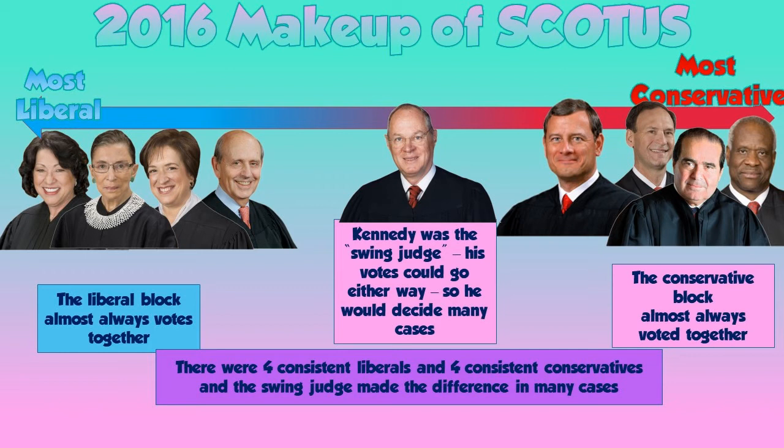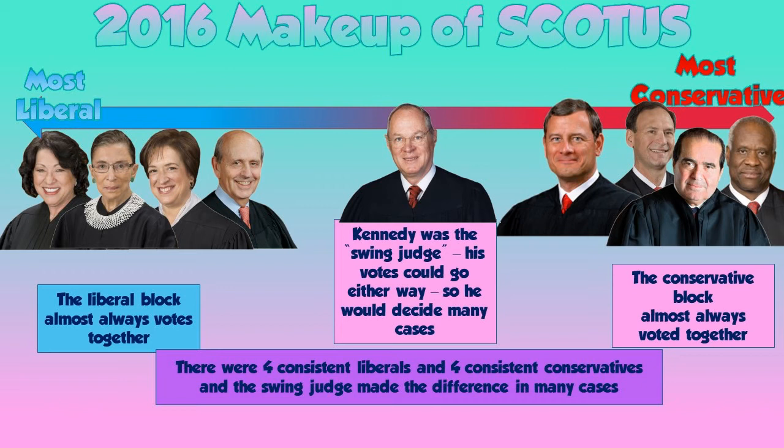They almost always vote together. Over on the right, you have the conservative bloc. That is Roberts, Thomas, Alito, and Scalia. And they are conservative. They almost always vote together. In the middle, we have Justice Anthony Kennedy. He's what we call a swing judge. That means sometimes he would vote with the conservatives and sometimes he would vote with the liberals. And so he would decide many of the cases. Anytime a case was decided 5-4, it was usually his vote that was the most important. Now, this was a pretty stable court because there's 4 consistent liberals and 4 consistent conservatives.